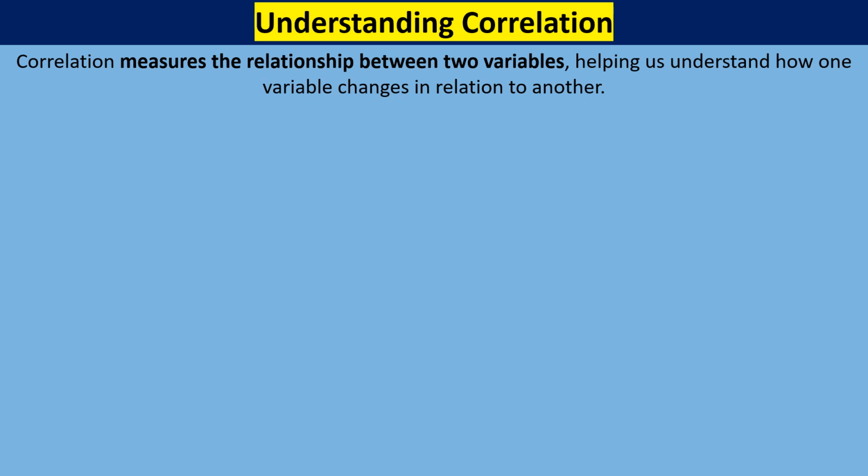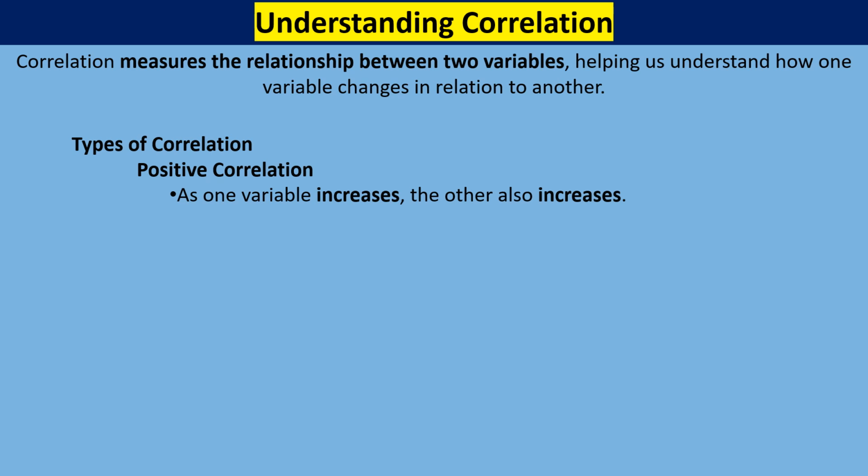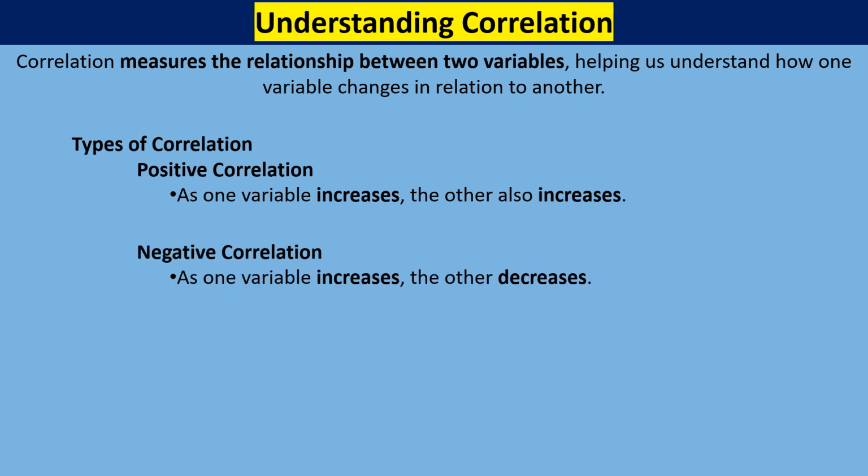Just because two variables are related doesn't mean one causes the other. Types of correlation. Positive correlation: as one variable increases, the other also increases. A strong positive correlation means that as one factor increases, the other follows. Height and weight, taller people tend to weigh more, and higher study hours, better grades.